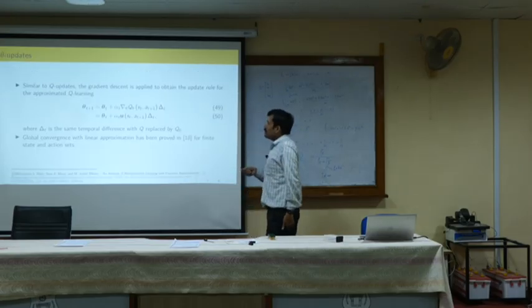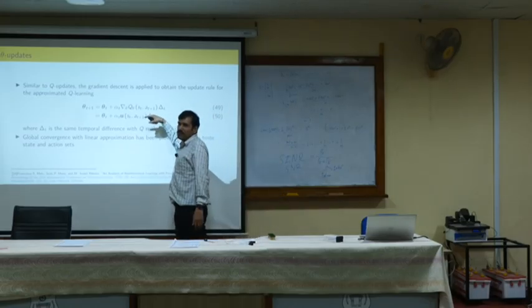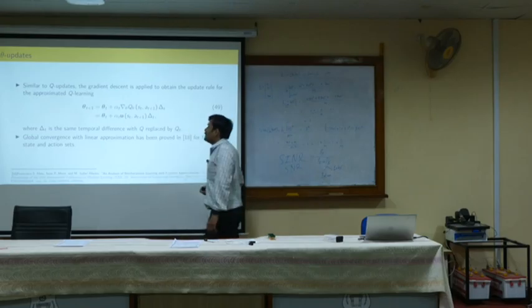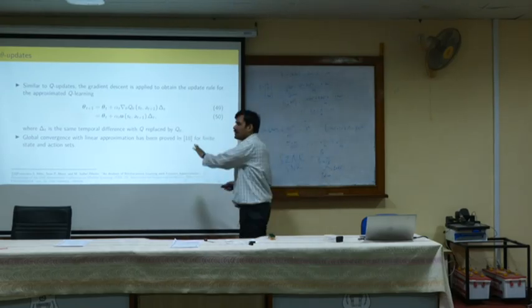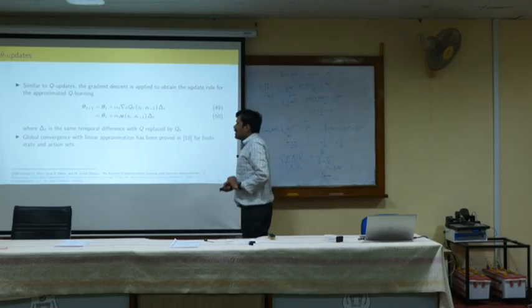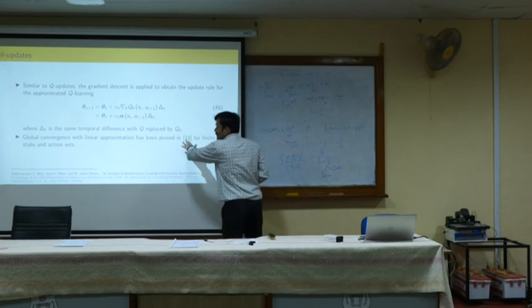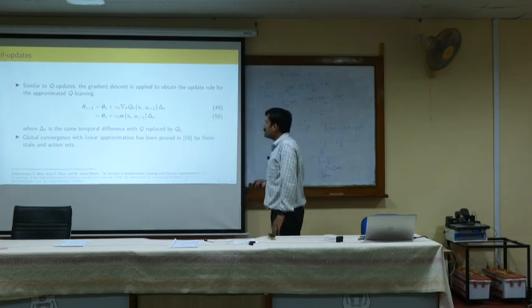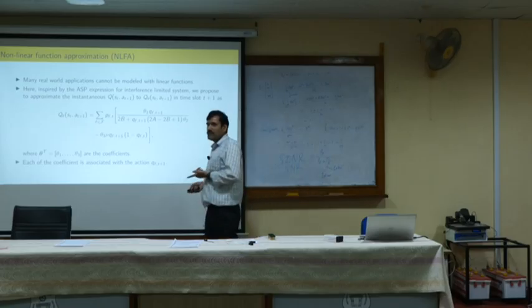Similar to Q updates, gradient descent can be applied for the theta update equation, and we can write this equation like this. Here delta t is the same temporal difference that we have seen earlier, and global convergence with linear approximation has been proved in the references also. We can also do nonlinear function approximation.